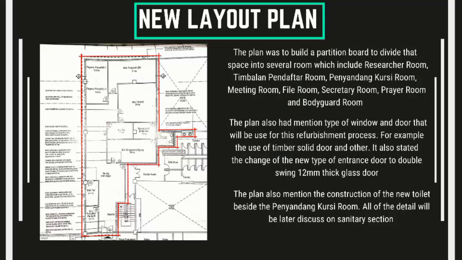It also stated the change to a new type of entrance door, a double swing 12mm thick glass door. The plan also mentioned the construction of the new toilet beside the penyandang kursi room. All of the details will be discussed later in the sanitary section.